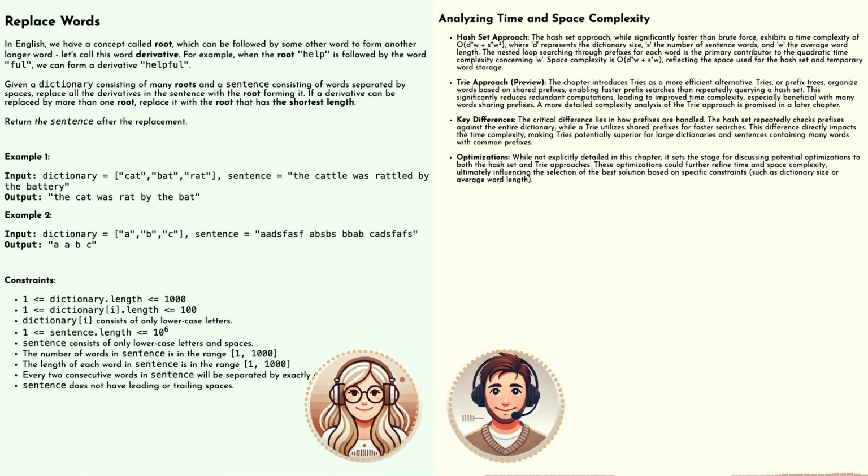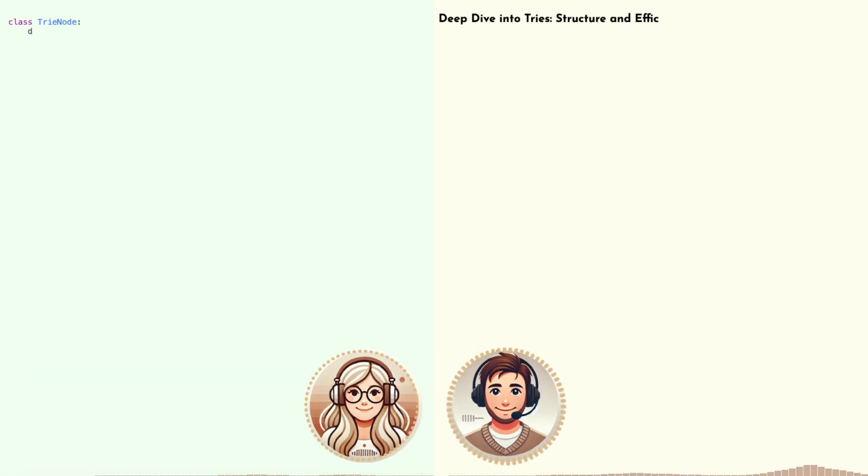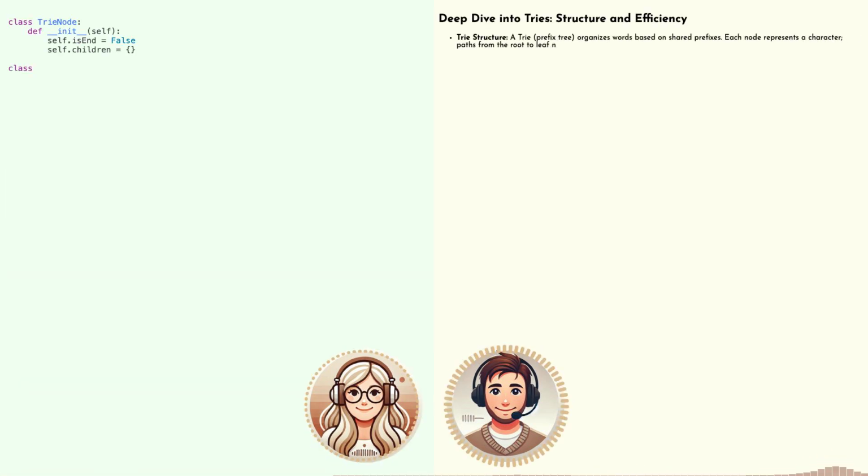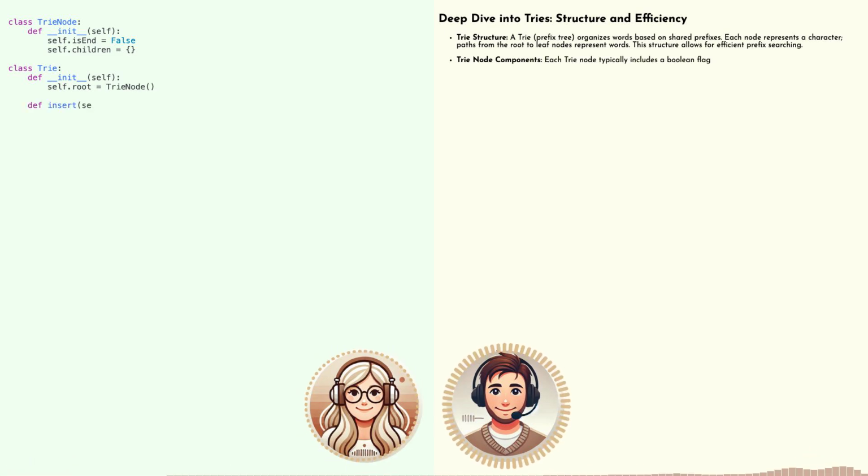So we've talked about how long it takes, but what about memory? Does the hash set use a lot of memory, especially with a big dictionary? Great question. That's what we call space complexity. And the main factor here is the hash set itself. It holds all those root words. So bigger dictionary means more memory for the hash set. That makes sense. Exactly. It's important to think about both time and space complexity when comparing different solutions. Sometimes a slightly slower algorithm that uses less memory might be the better choice. Okay, I'm starting to see the big picture here. It's like balancing speed and memory. But I'm still curious about those tries you mentioned.